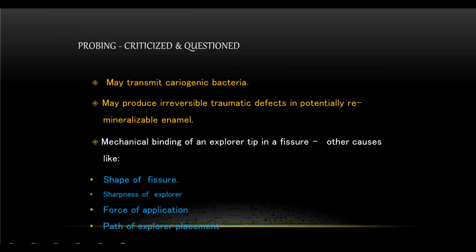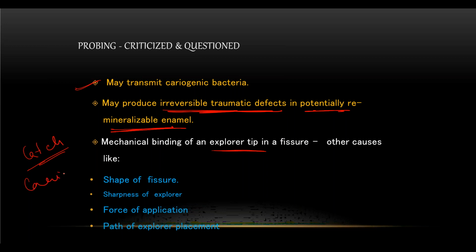Probing, however, is criticized and is questioned these days because it may transmit the cariogenic bacteria and it may produce irreversible traumatic defects in the potentially remineralizable enamel. Mechanical binding of an explorer tip could be because of other reasons other than the cavitation. See, if you get a catch, you say it is caries. However, the catch could be because of other reasons as well.